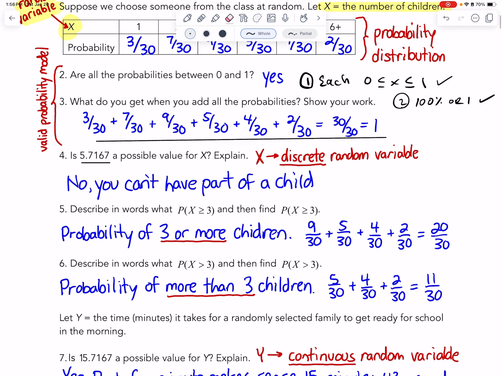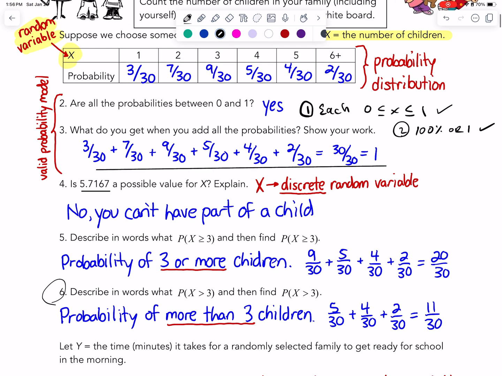P(x greater than or equal to 3) just means the probability of having 3 or more children, versus the number 6, which is P(x greater than 6), which just means more than. And of course, to find it, you just add up the probabilities just like this.